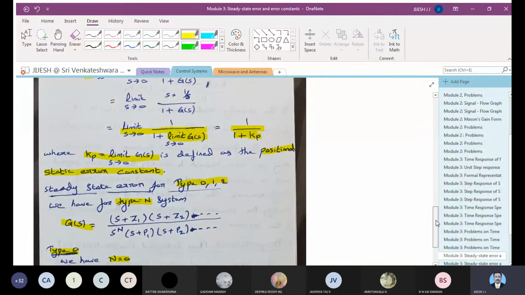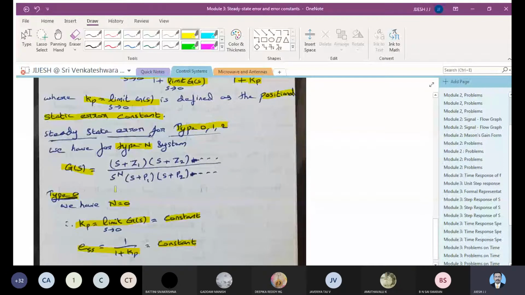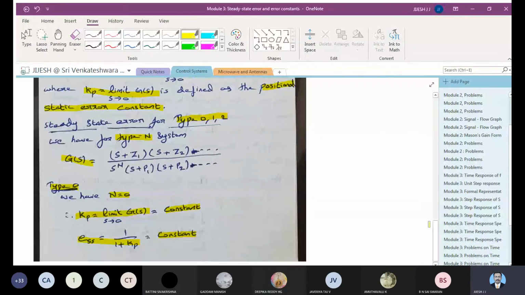When you go with the equation for Kp, you will get it as limit as s tends to 0 of G(s), and it is a constant. ess will be 1/(1 + Kp). Kp is already here, limit of G(s) as s tends to 0. So this is the equation for type 0. Similarly, we will see for type 1 and type 2. So you can just complete it, and then I will move on to type 1 and type 2 systems as well.